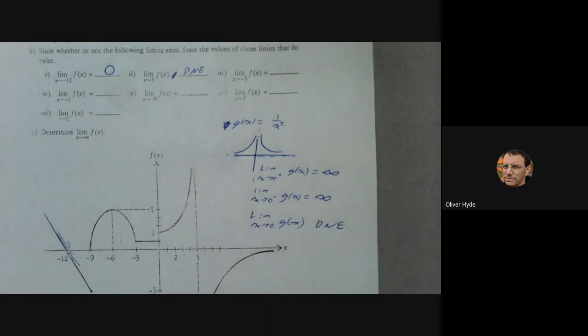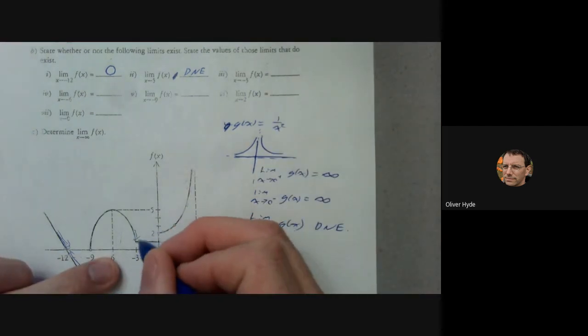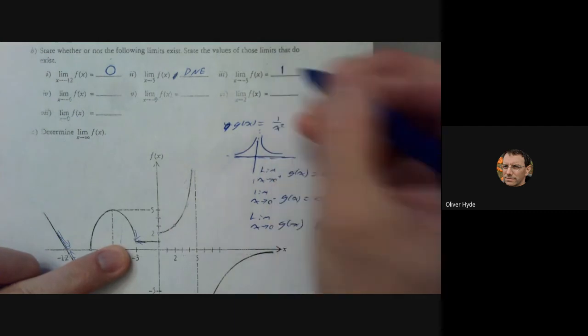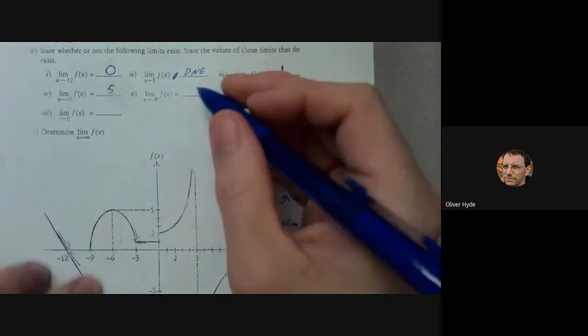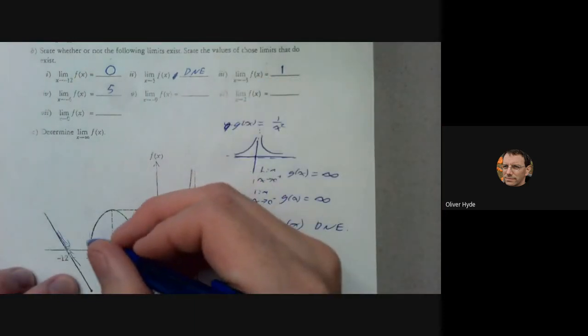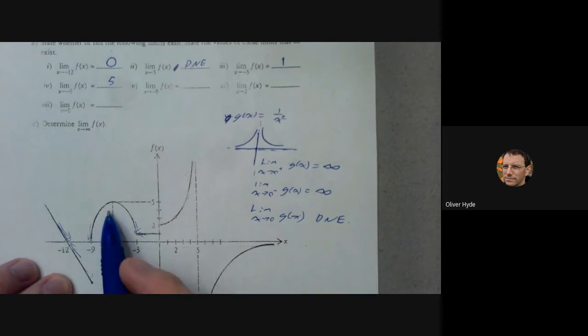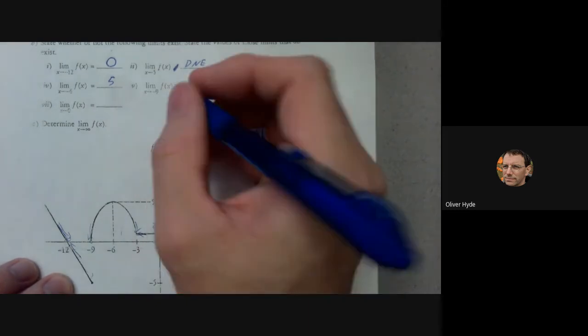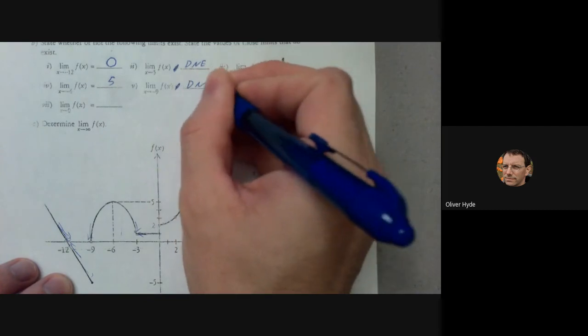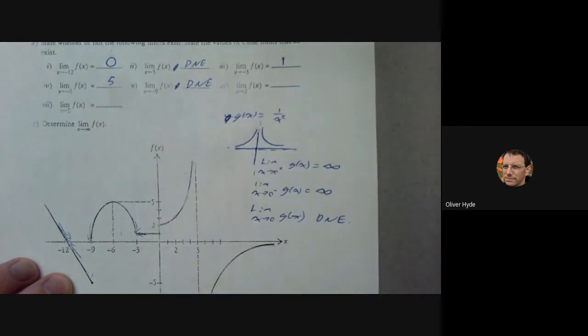Okay, the behavior from the left has to be the same as the behavior from the right, and they both need to be converging on a finite real number. Okay. Around -3, we are converging on 1. Around -6, we are converging on 5. Around -9, there is not convergence. The value that I am approaching from the right is different than the value that I'm approaching from the left. They're both finite values, but they're not the same finite value.